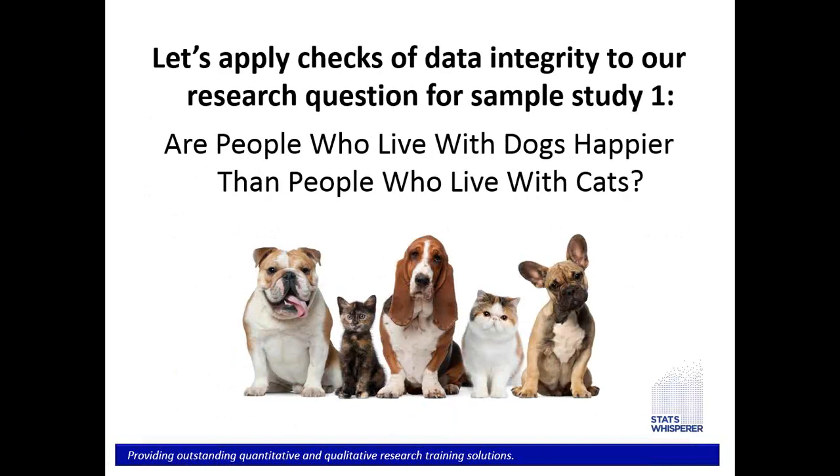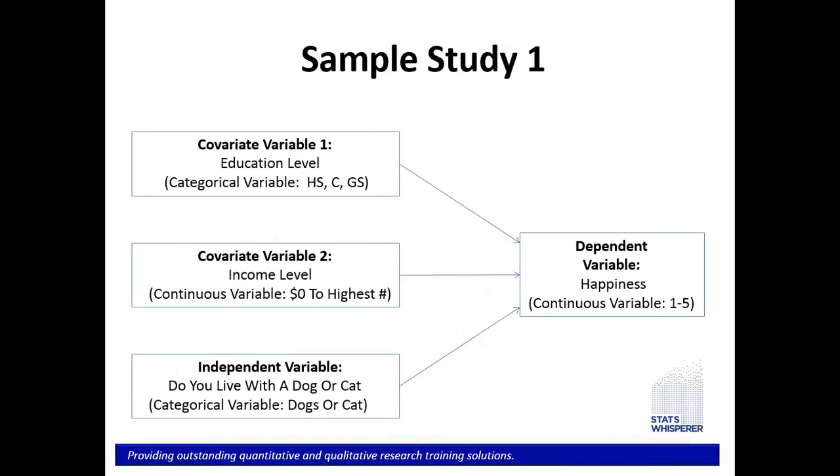So let's recall the research question for sample study 1. Are people who live with dogs happier than people who live with cats? And we have our study map for quick reference. On the left, we have our predictor variables, covariate variables 1 and 2, education level and income level, and the independent variable, do you live with a dog or a cat, all drawing arrows to the right-hand side where we have our dependent variable, happiness, measured on a continuous scale of 1 to 5.